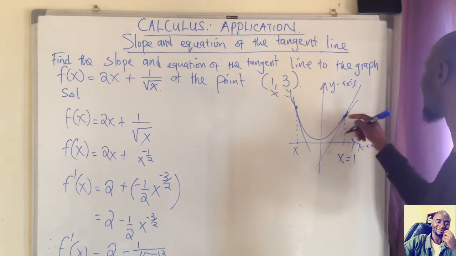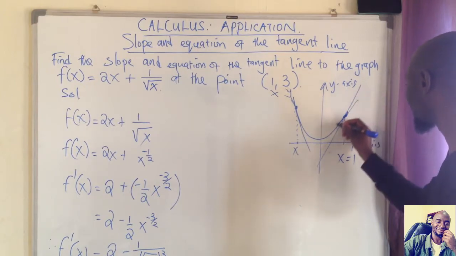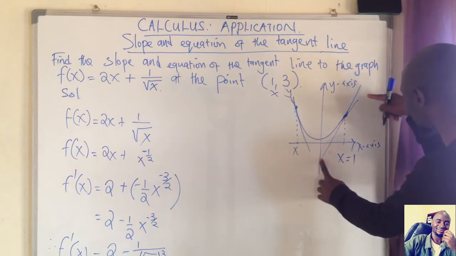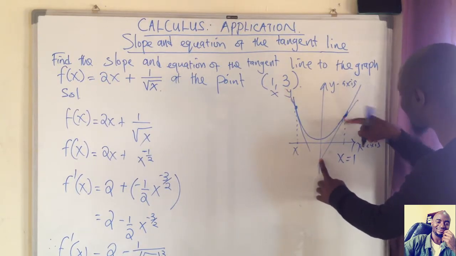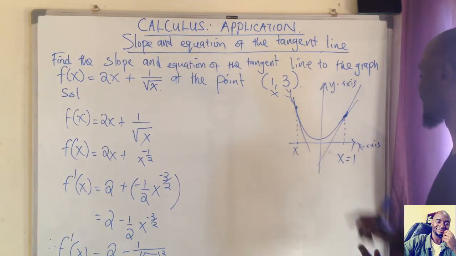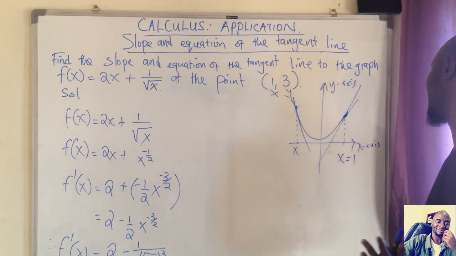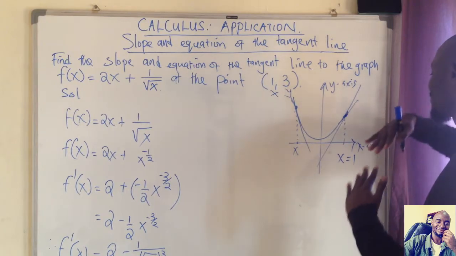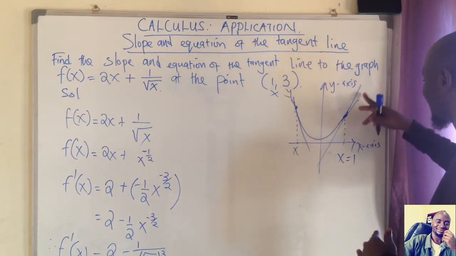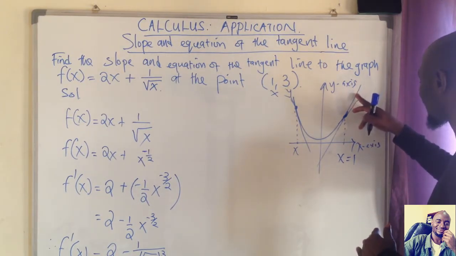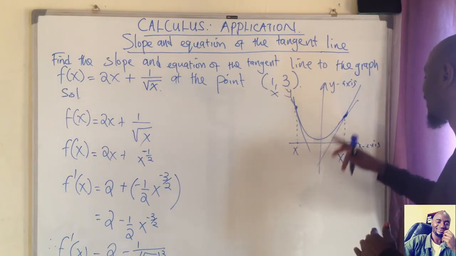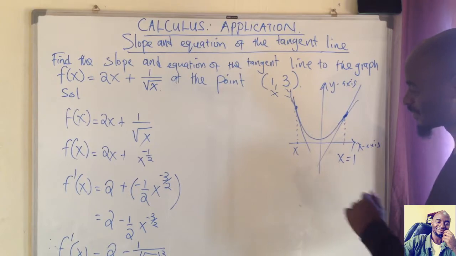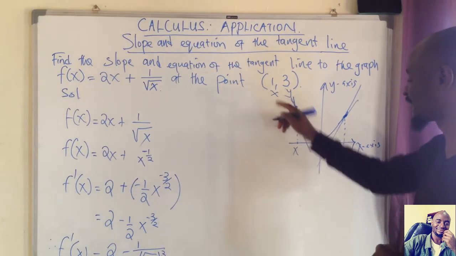Now that gradient will be the gradient of the curve at that particular point, which is also equal to the gradient of the tangent at that particular point, because you know that any straight line will have a constant slope. Okay, so the gradient of this particular equation at this point is equal to the gradient of the tangent. So I'm going to replace whenever there is x, I put 1.